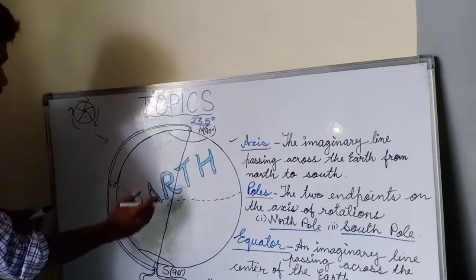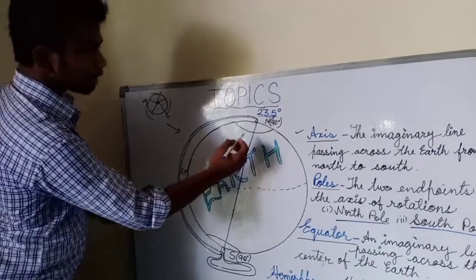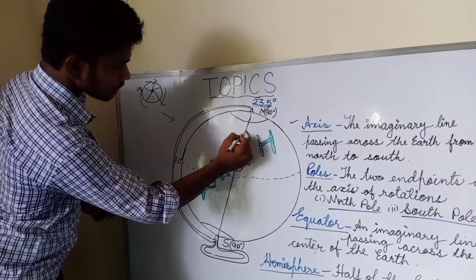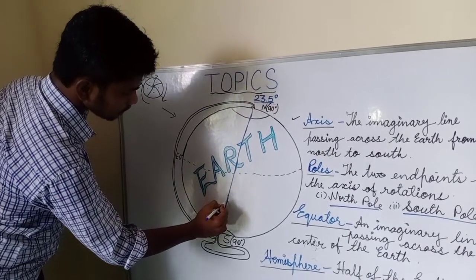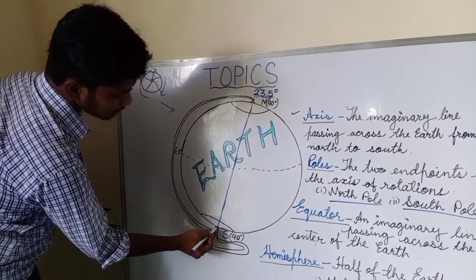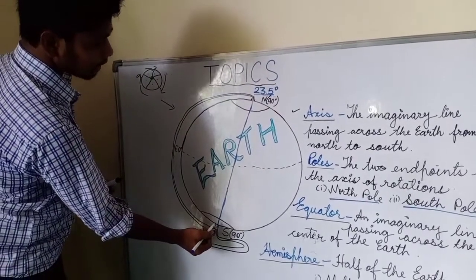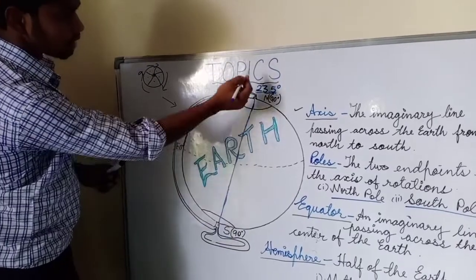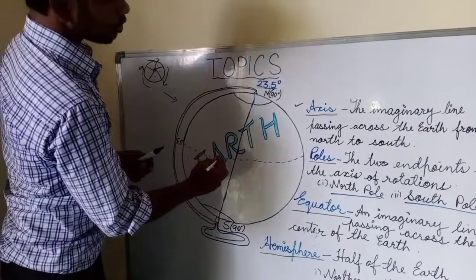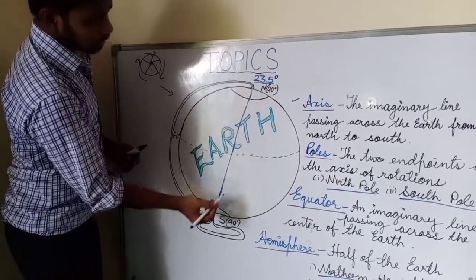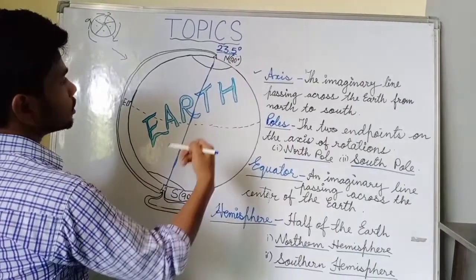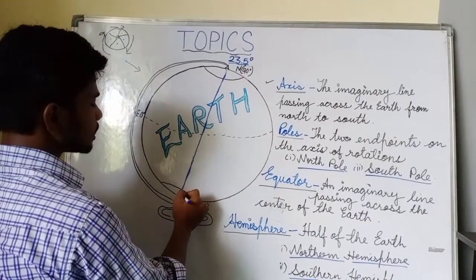What is the axis line for the Earth? From the north, this is the north here, one imaginary line passes towards the south, and here it is the south. With the help of this imaginary axis, the Earth rotates on its axis. This is the north and this is the south. This is called the axis, and this is the axis line.